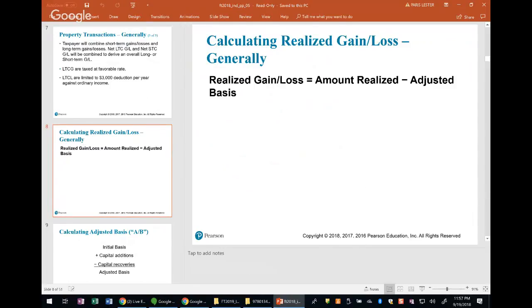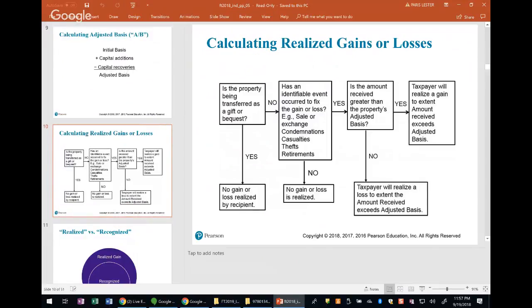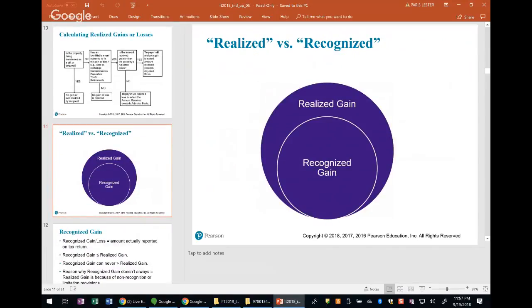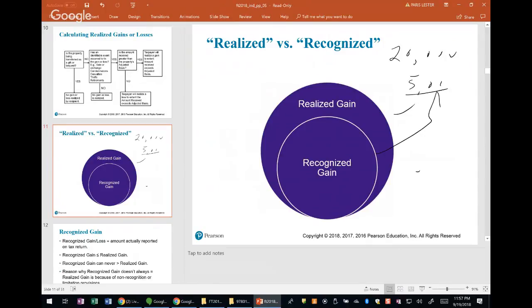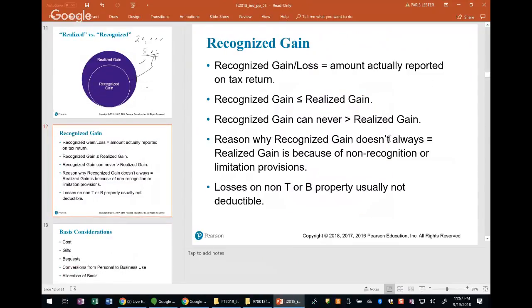But anyway, your realized gain or loss is the amount realized minus the adjusted basis. Now, I think I put solutions on Moodle. We went through this the other day, the difference between realized gain and recognized gain. Now, you may have had a $20,000 gain, but only $5,000 of it is taxable for IRS. That's called recognized gain. So try to get a handle on the difference between realized and recognized. That's the amount actually reported to the IRS.